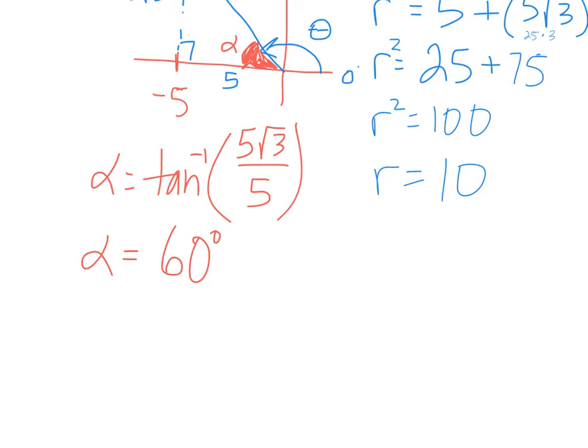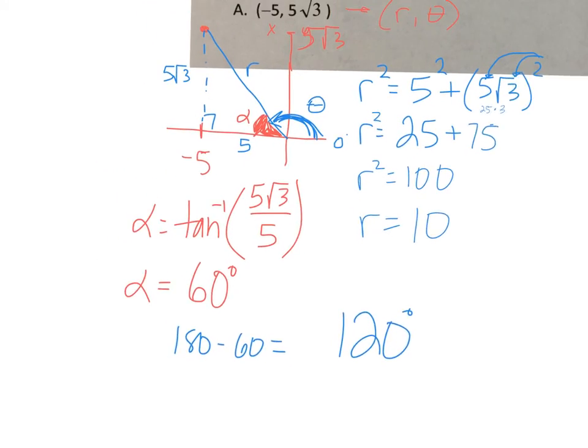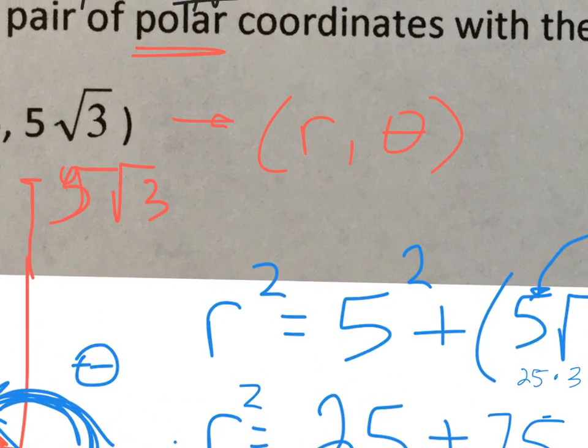Okay, but that's not the angle we want. We want the angle from the positive x-axis. So if we subtract this from 180, that gives us a 120 degree angle. So as a polar coordinate, the answer is 10, 120, or 2 pi over 3 if you are so inclined to use radians.